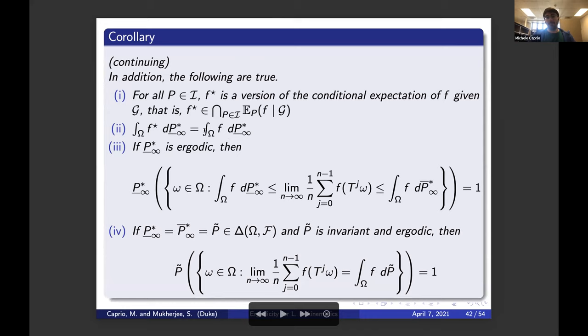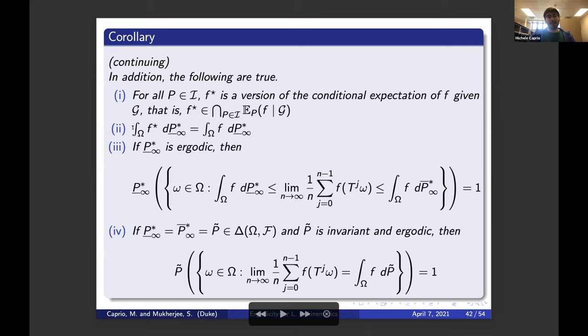four more interesting results. The first one says that for every invariant probability measure, this F star right here is a version of the conditional expectation of F given G. And this basically means that F star belongs to the intersection over the probability measures P in the set calligraphic I of the expected value taken with respect to P of F given calligraphic G. This is a mouthful, but this is more of a curiosity than something really interesting.